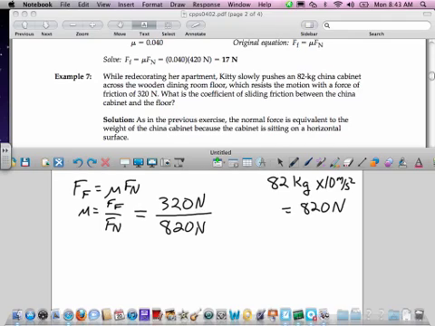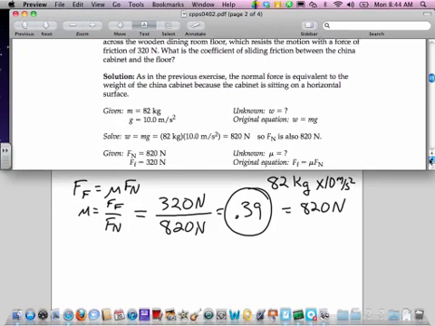320 divided by 820 equals 0.39. That's my coefficient of friction. And once again, there is no label for that, so just leave it that way. All right, let's look at the next example.